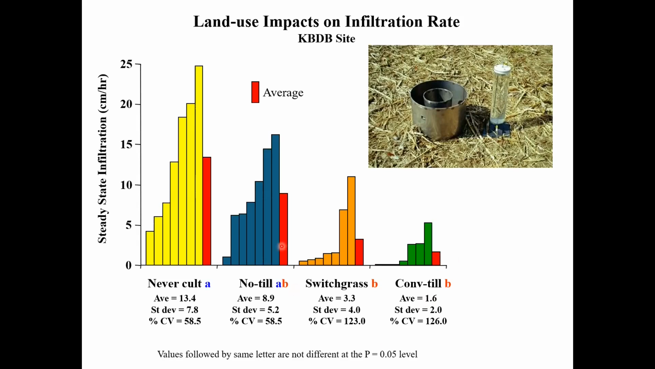Here's a no-till field. So this is an area that was never farmed. These three areas had been farmed conventionally. And then this field that says no-till in the 1980s was switched from conventional till to no-till. And you can see it rebounded from 1.6 centimeters per hour to about 10. So 3 inches of rain before there's any runoff and erosion.